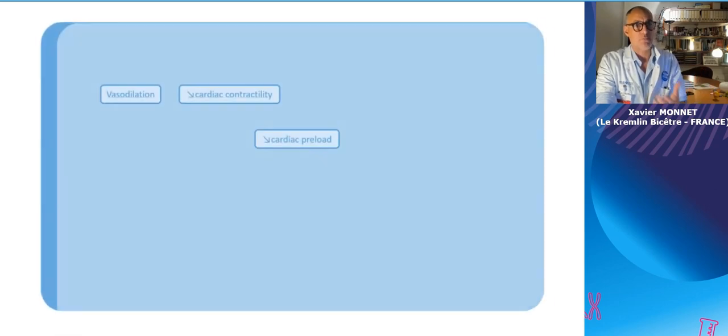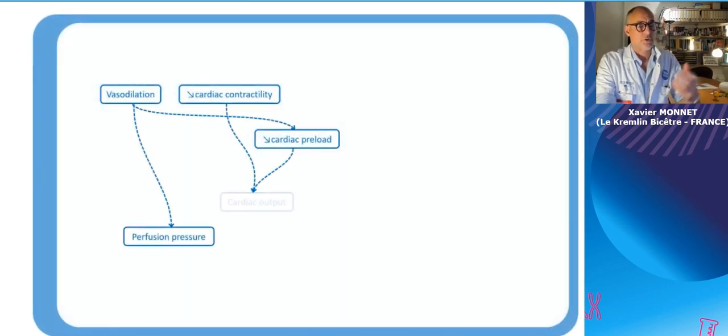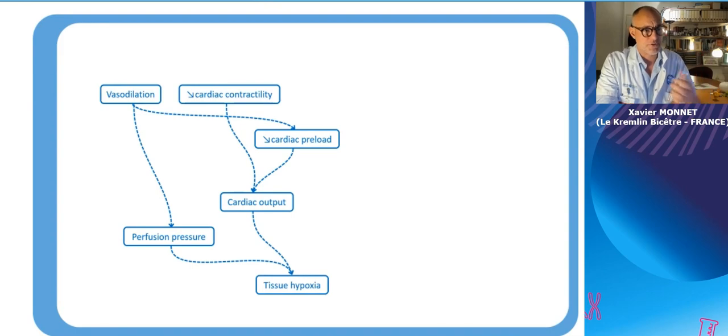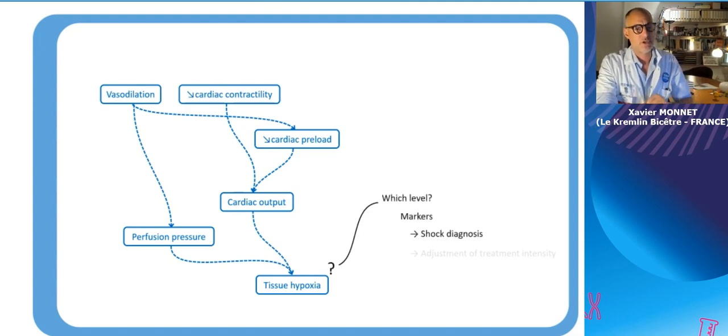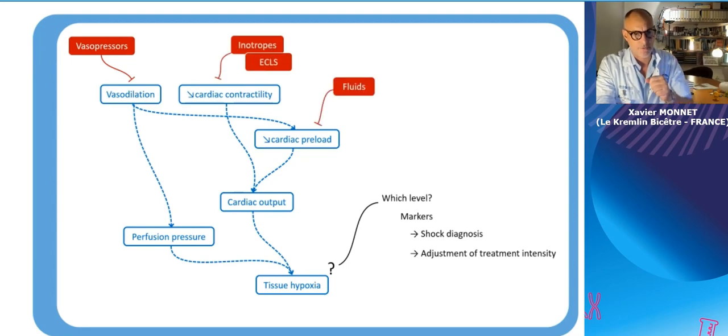What's the basic problem? We all know that circulatory failure may result from either a decrease in cardiac output or a decrease in the perfusion pressure of the organs that may lead to tissue hypoxia. And it is not possible to take care of patients with circulatory failure without detecting tissue hypoxia and without evaluating the degree of tissue hypoxia to adapt the dose of our treatments. So, which reliable, precise markers of tissue hypoxia may we use?